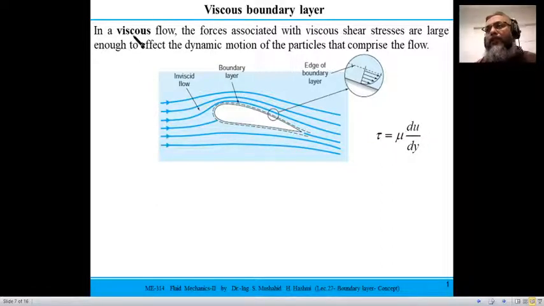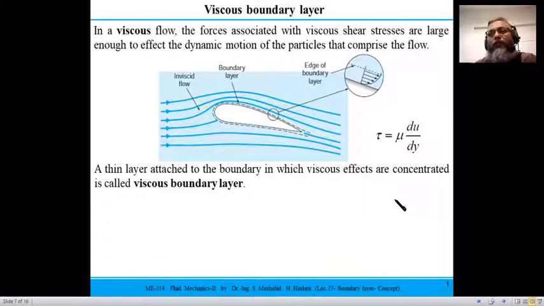But in viscous flows, the forces associated with this shear stress are not negligible, and they are actually responsible for the velocity gradient here. So with this being a non-zero term, and velocity changes taking place in the y direction, such flows are called viscous flows. We have already dealt with this equation in the first lecture of this course.